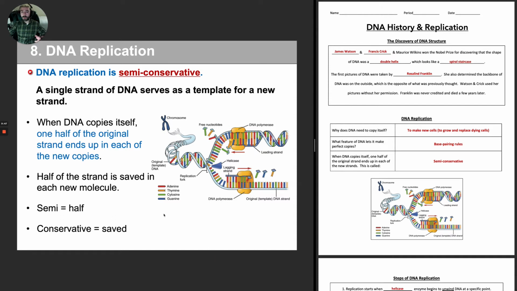And so what we end up with is we start with one DNA molecule, and that's split and then each of those acts as a template for another half. And so we end up with two molecules of DNA, and each of those two molecules is one half old DNA, one half new DNA, and we call that semi-conservative. Semi meaning half, conservative meaning that it's being saved, right? It's being conserved. So again, we call that semi-conservative.